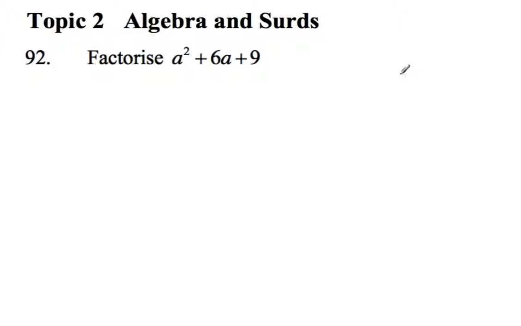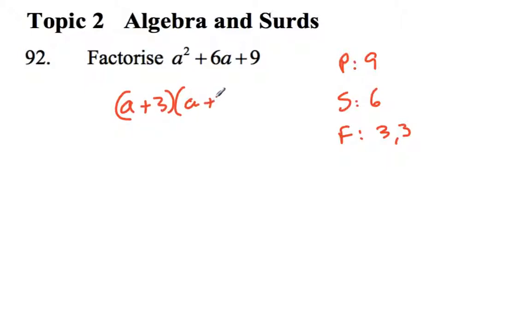Alright, factorizing this one will be a bit interesting. We're back to normal quadratics here. If we do PSF on this, we'll be finding two numbers that multiply together to give 9 and add together to give 6, and I'm here to tell you 3 and 3 will work. Now because we've got 3 and 3, we'll end up with a plus 3 in one bracket and a plus 3 in the other bracket.